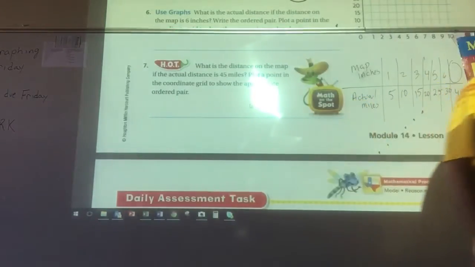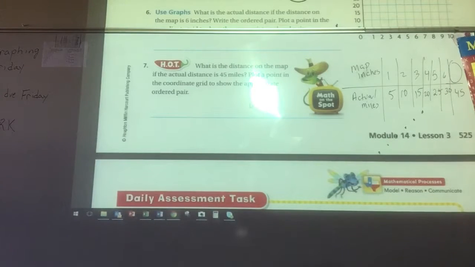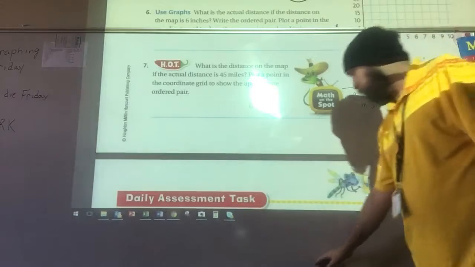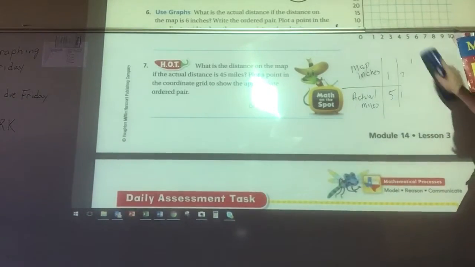Hannah, what would be my map inches? 9. The map inches would be 9 if the actual miles is 45. And how did you figure that out, Hannah? You did 45 divided by 5 equals 9. Fact families. 9 times 5 is 45. The fact family 45 divided by 5 is 9. So just think fact families that you learned when you were tiny little lads and laddies.